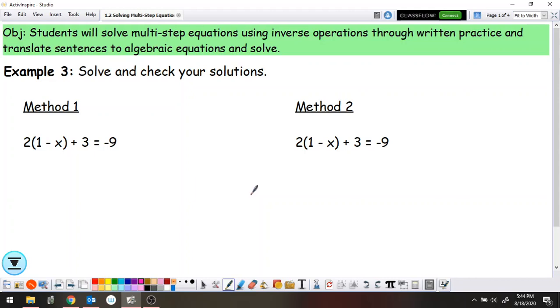And you and your friend may do the same thing. You may solve it one way, your friend may solve it another way. And just because your friend solves it different than you doesn't mean your friend did it wrong. It just means they did it differently.